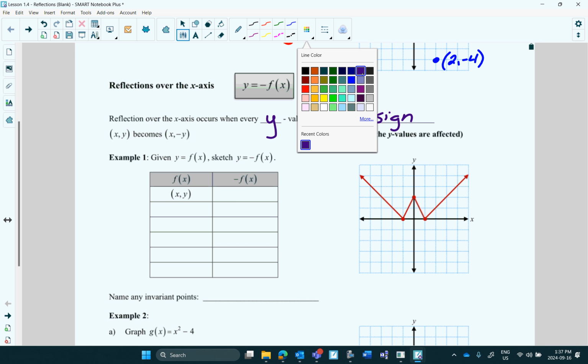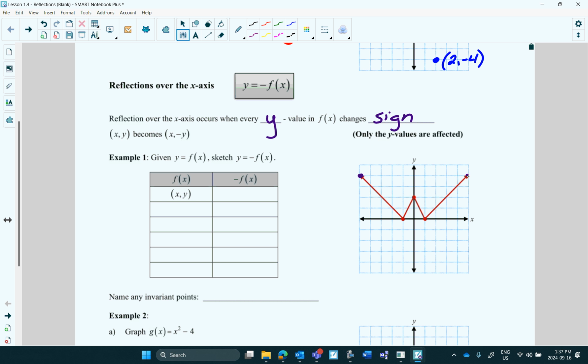So I'm going to use this point at the end of the arrowhead and this here. It's 4 up, I'm flipping 4 down. This is on the x-axis, so when I flip it, it stays where it is. This goes from 2 up to 2 down. This stays where it is. And this goes from 4 up to 4 down. So it looks like this, and we've got arrowheads on the end because it continues forever.